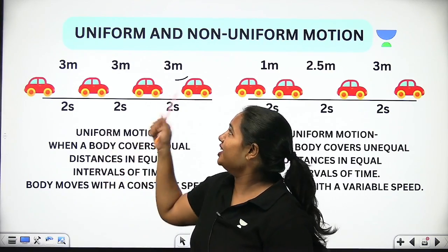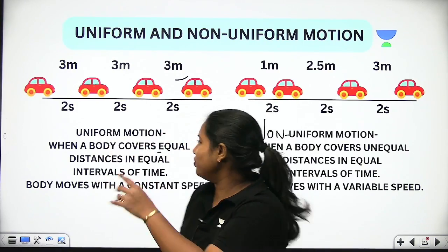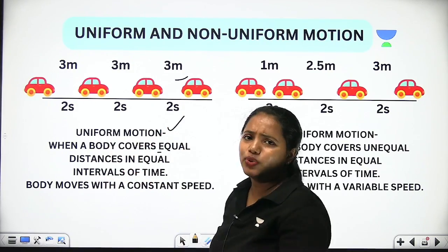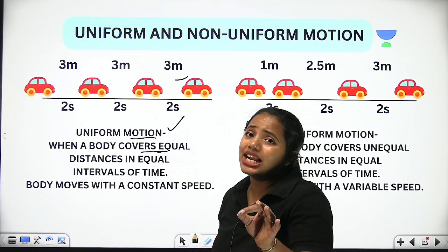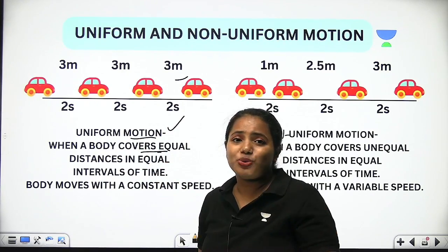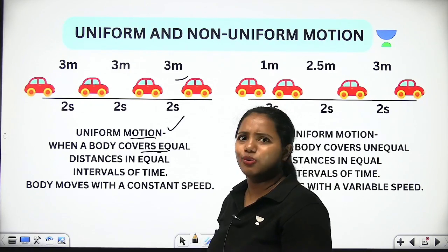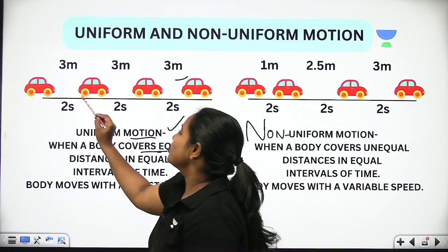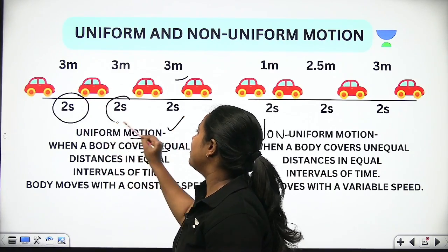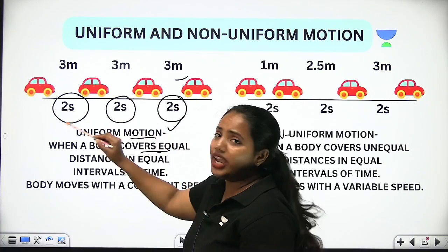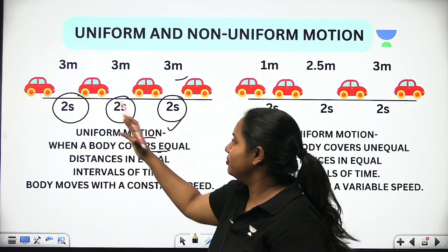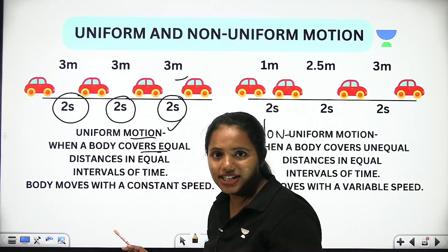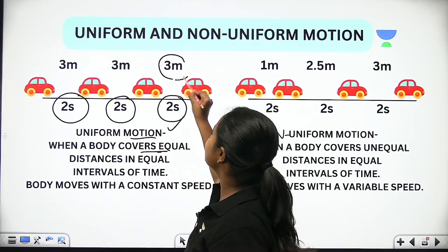And now we are going to learn uniform and non-uniform motion. What is the first one? Uniform motion. So what is meant by uniform motion? When a body covers equal distances in equal intervals of time, the body is said to be in uniform motion. Let me explain for you. So the first part is nothing but taking the time intervals. So we have taken similar or equal intervals of time here. Everywhere it's 2 seconds, right? So in every 2 seconds it covers the same distances.